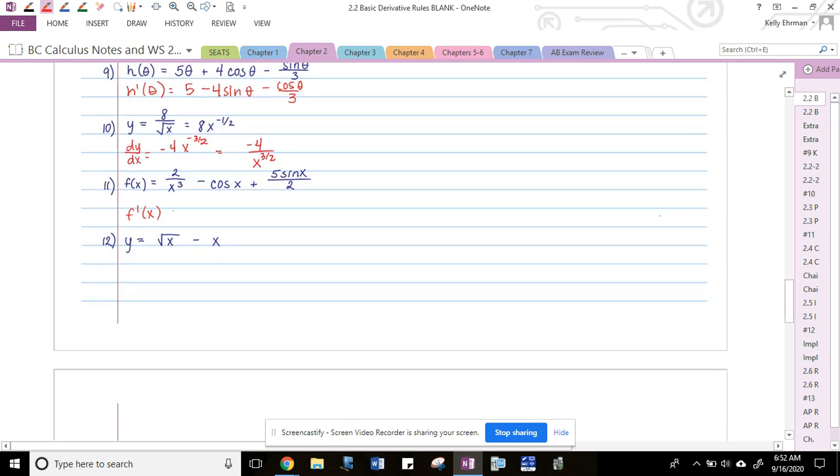F prime of x, excuse me. Maybe you don't have to rewrite it, or maybe you just want to rewrite this little term here. The first term is the same as 2x to the negative 3. So this would become negative 6x to the negative 4. Derivative of negative cosine, well, derivative of cosine is negative sine. So this would be plus sine x. Derivative of sine is cosine, so plus 5 cosine x over 2. And instead of leaving that as x to the negative 4, we could write it as negative 6 over x to the 4th.